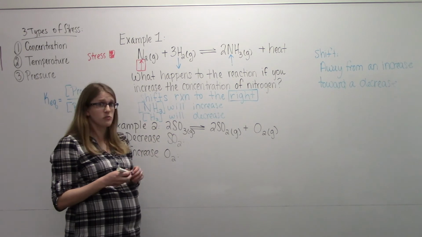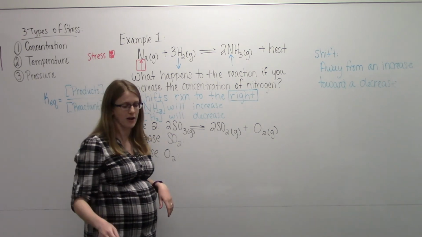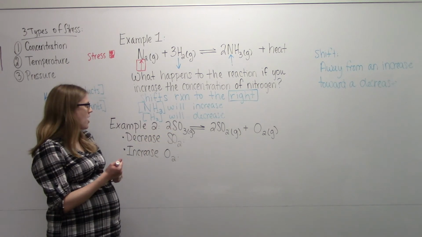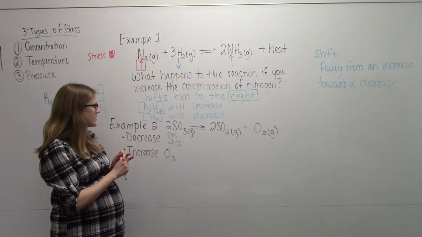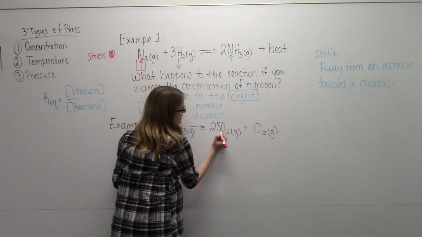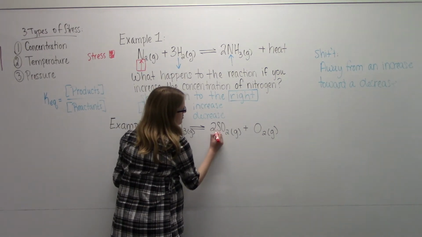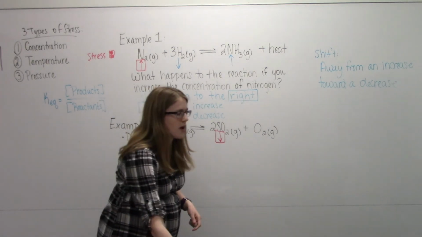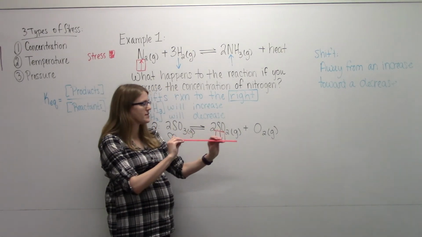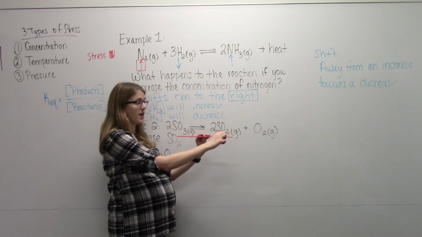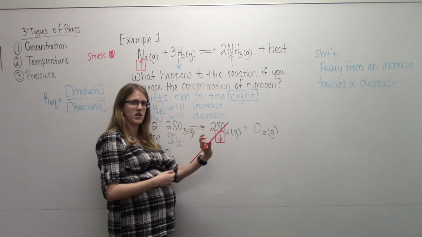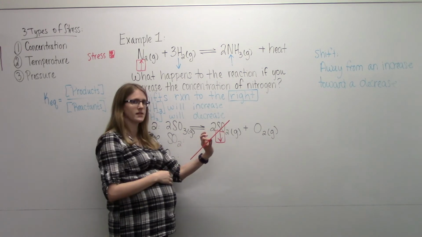Let's do another example, because really this just takes quite a bit of practice. So example number 2, we've got a new reaction here, and we're going to decrease SO2. So here's our stress. I'm putting it in red. We're going to decrease this. Now I'm going to grab my ruler, and I want you to grab your pencils. If we decrease the reactant side, would you agree that it would lift up? Why? Because it doesn't weigh as much. If we decrease this side, it's going to lift up.